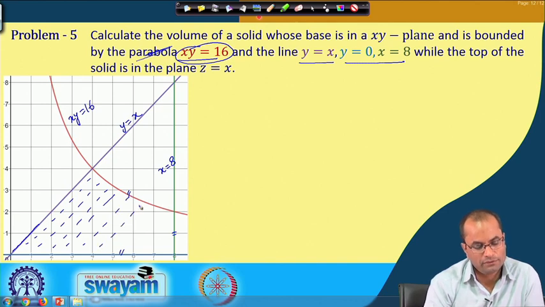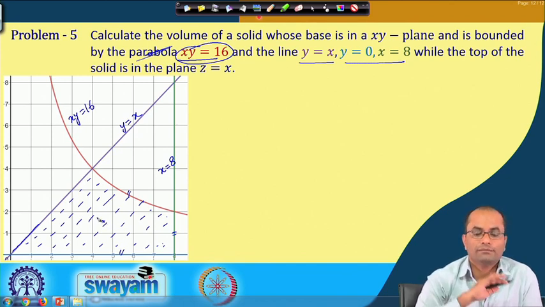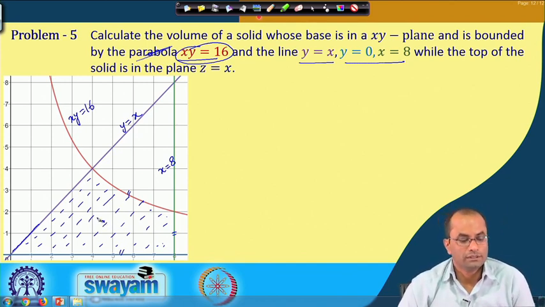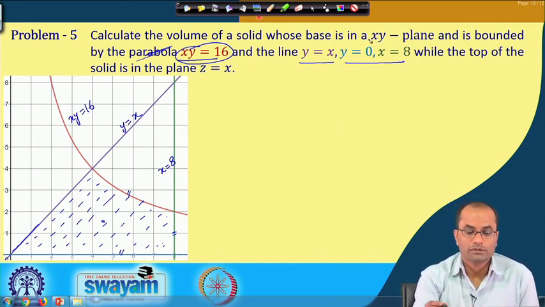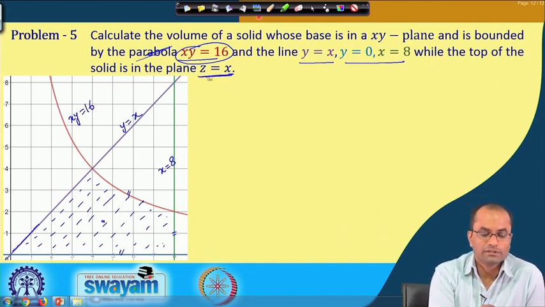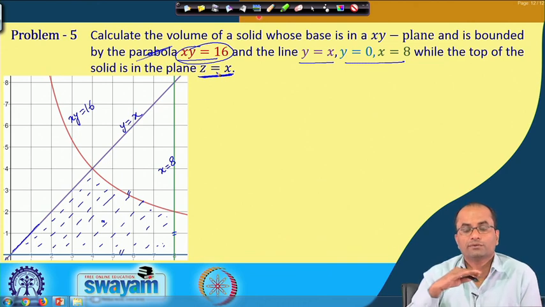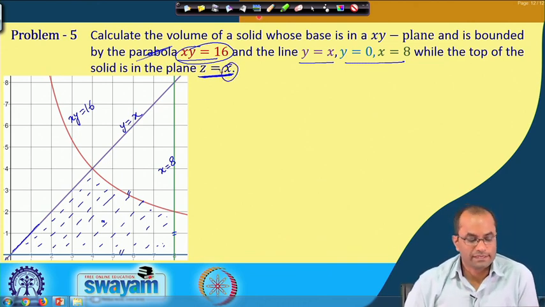and now we will compute the volume of the solid which is above this region here and below the plane, whose base is this, and the plane here z is equal to x. Yeah. So, this is the function, this is the surface, z is equal to x. So, our integrand is going to be x now.